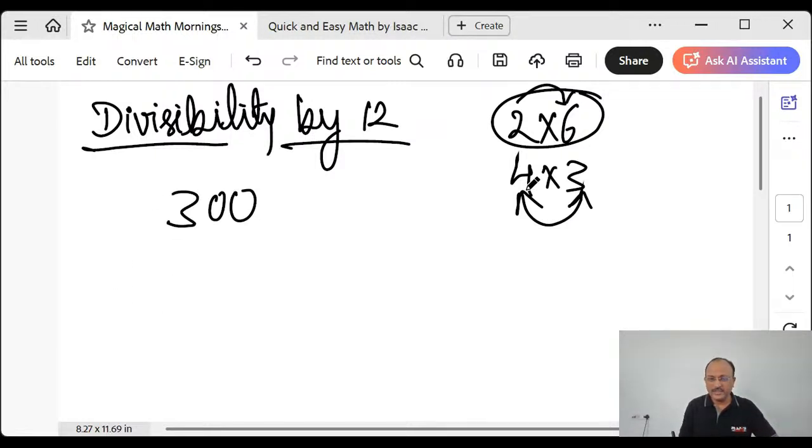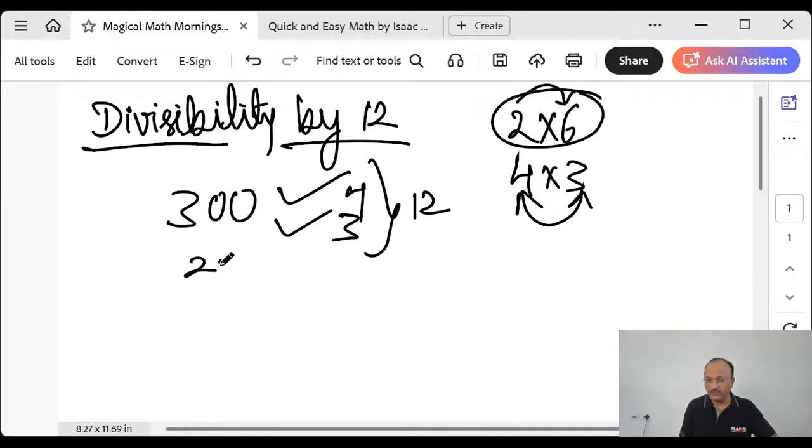First, what do we do? Is it divisible by 4? Yes, because the last two digits are 0, so obviously it will be divisible by 4. And is it divisible by 3? Yes, the sum of the digits is 3. Therefore, it will be divisible by 12. You can check it. 12 2s are 24 and 12 5s are 60. Yes, 25. It is yes.